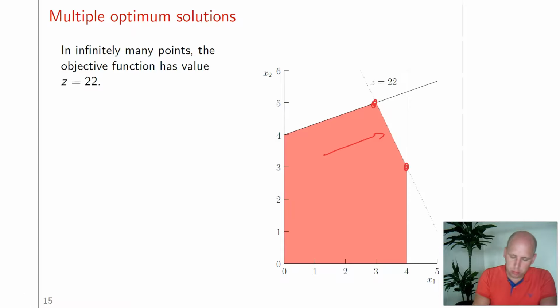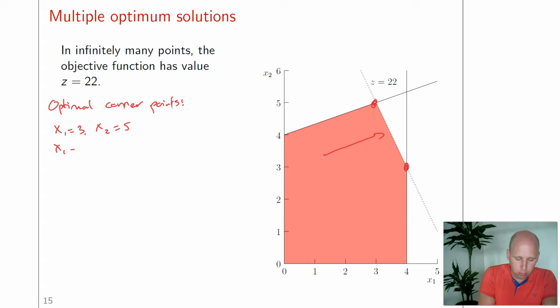So we have optimal corner points, so let's write that down. The first one is x1 is equal to 3 and x2 is equal to 5. The second one is x1 is equal to 4 and x2 is equal to 3. And then all convex combinations of those two corner points are also optimal solutions.